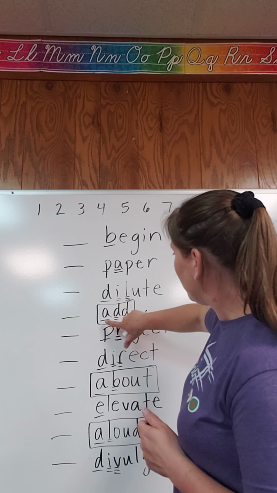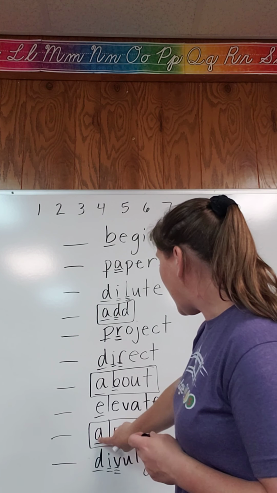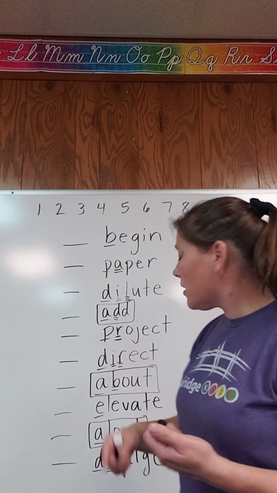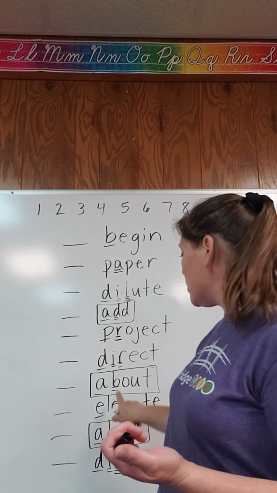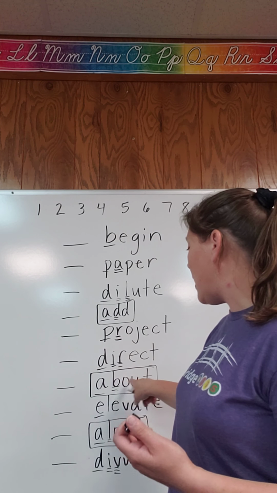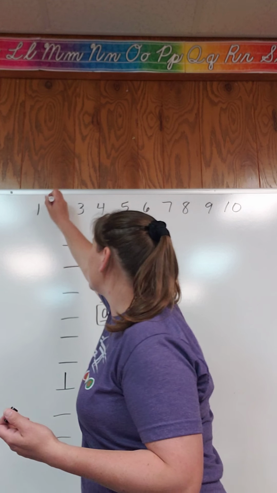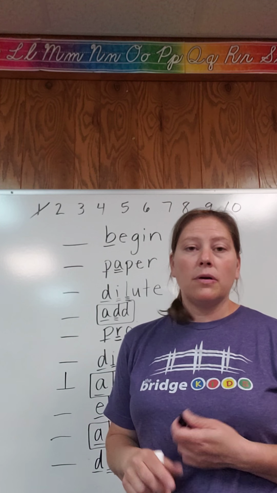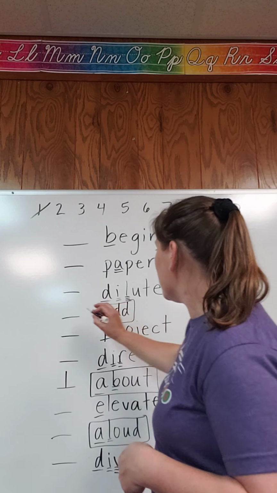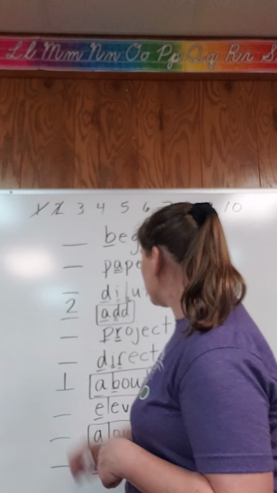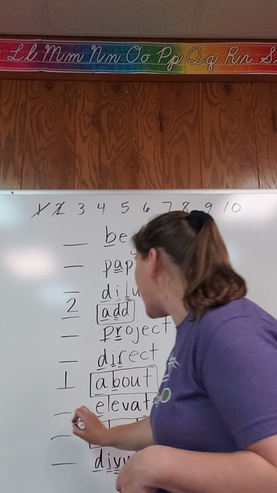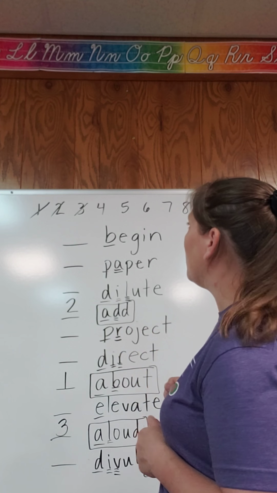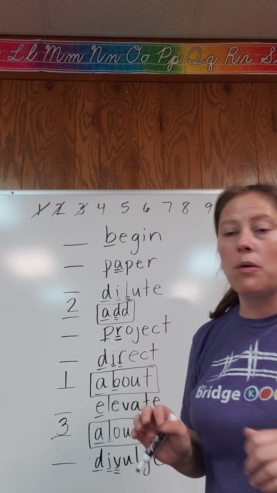So, we've got A-D, A-B, A-L. If you're thinking about the alphabet, is D, B, or L going to come first? Well, of course, the B is. So the word about is going to be our first word. Next, would it be A-D or A-L? Of course, it would be A-D. So the word add will be number 2, and that leaves us with allowed for number 3. Notice I'm crossing them off as I go, working my way through this.